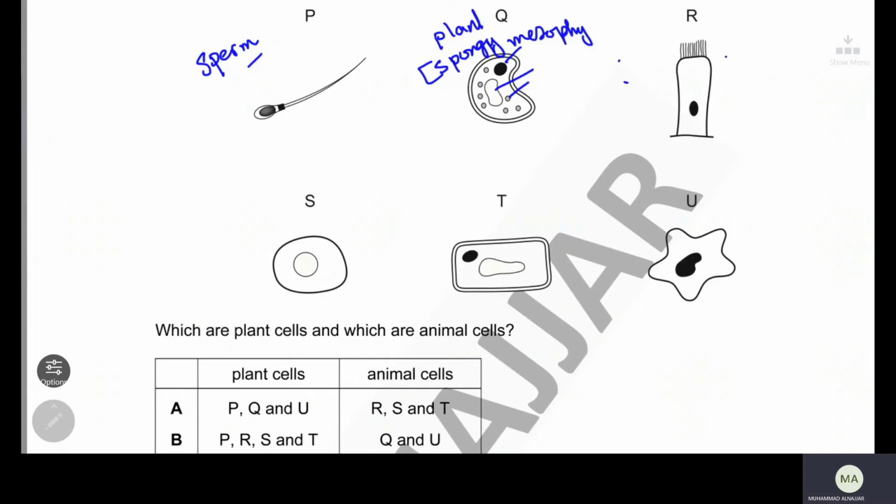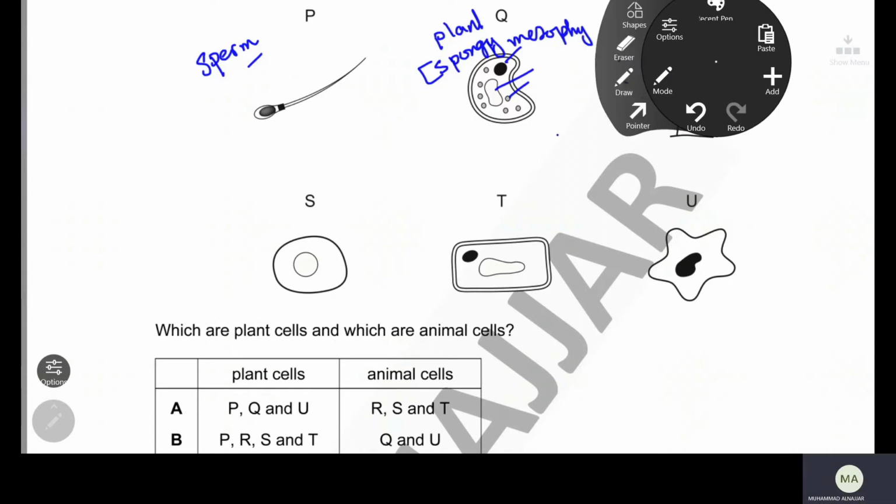R is a ciliated epithelial cell. This is a ciliated cell.